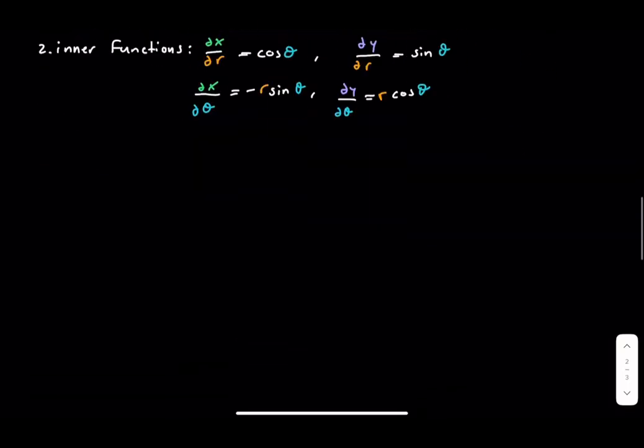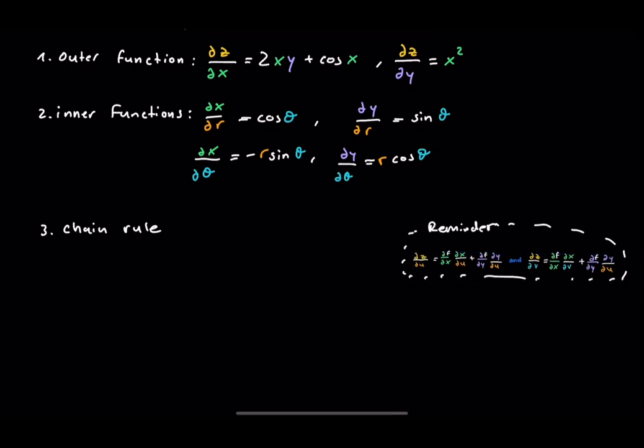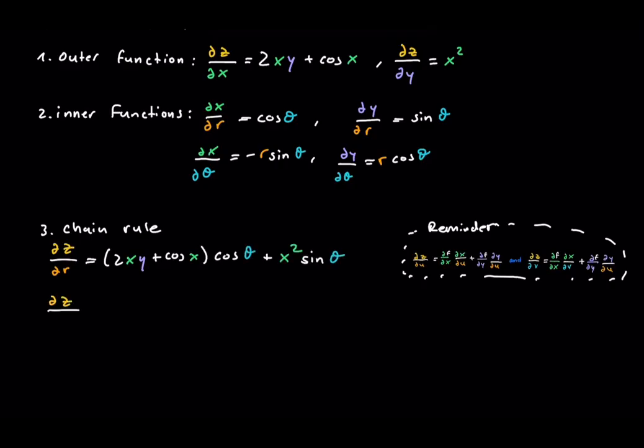Step 3. Combine them. Partial z/partial r equals (2xy plus cosine x) times cosine theta plus x squared times sine theta. And partial z/partial theta equals (2xy plus cosine x) times negative r sine theta plus x squared times r cosine theta. That's the multivariable chain rule in full action. Each outer partial multiplied by the derivative of its inner variable, summed over all the paths.